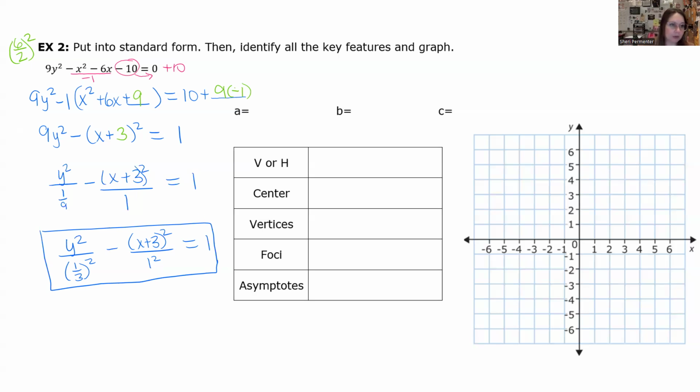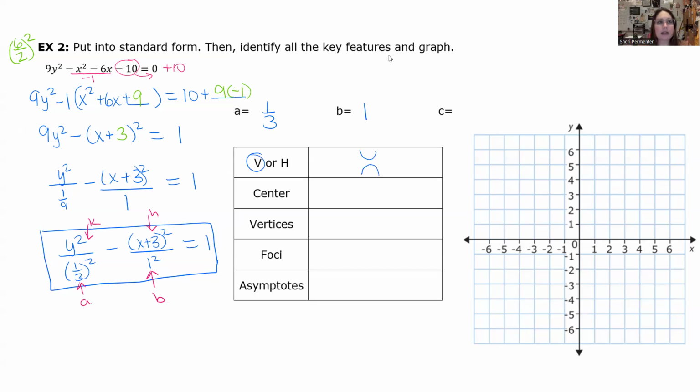What is the A value? 1/3. What's B? 1. Okay, we could solve for C. Let's do that in a second. What kind of hyperbola? Horizontal or vertical? Vertical, because the y is listed first. So we have an idea of what that's going to look like.